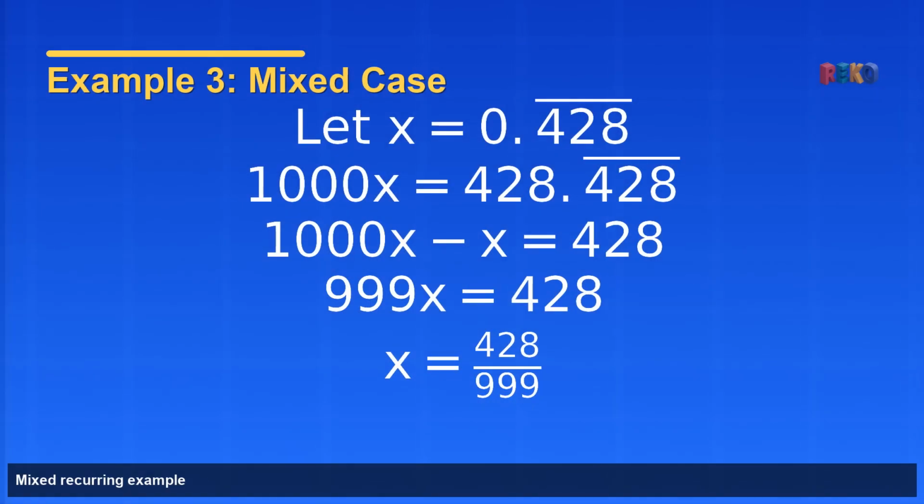Now, let's take a longer recurring cycle. Let x equal 0.428 recurring. Because 3 digits repeat, we multiply by 1,000. Subtract to get 999x equals 428. So x equals 428 over 999.